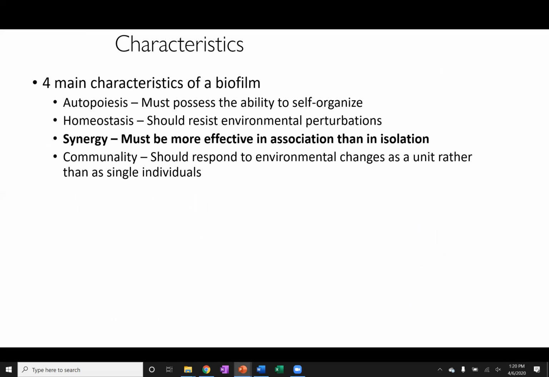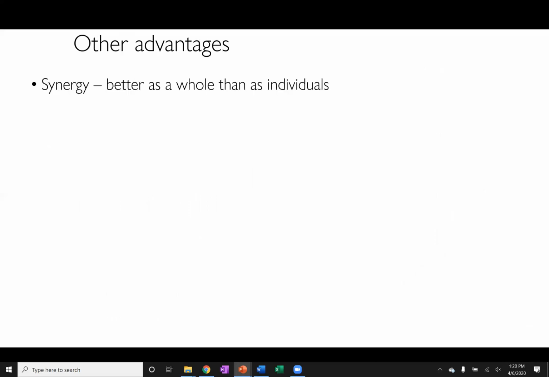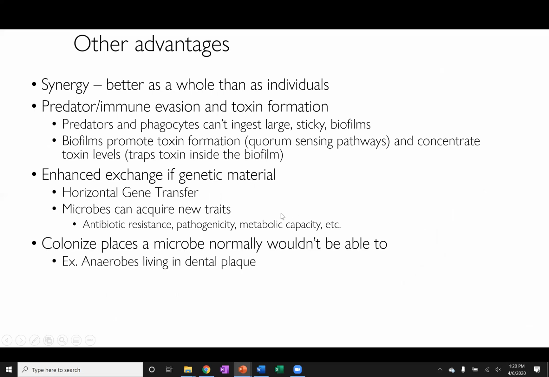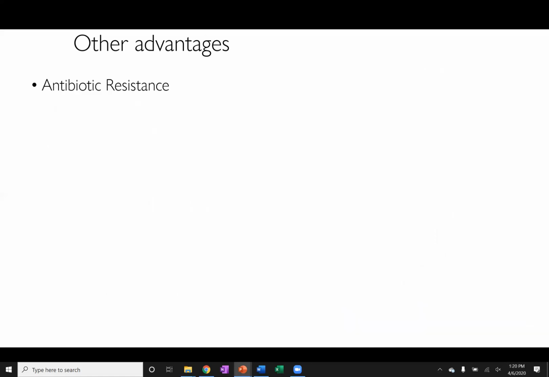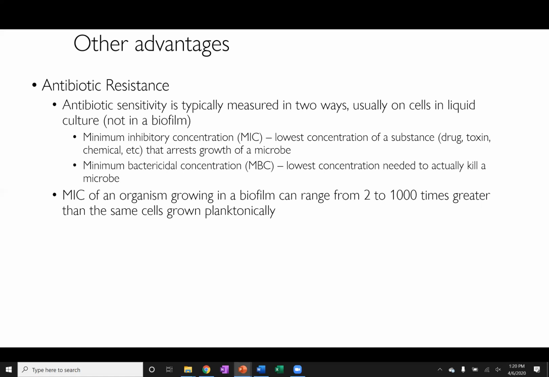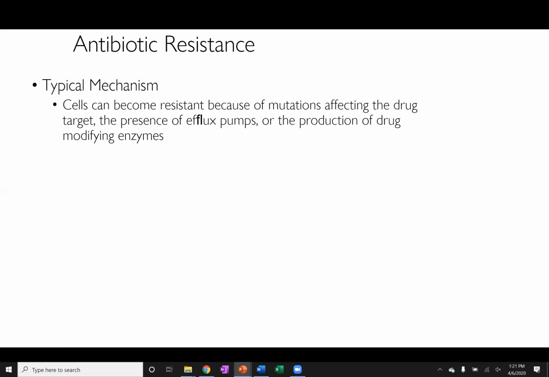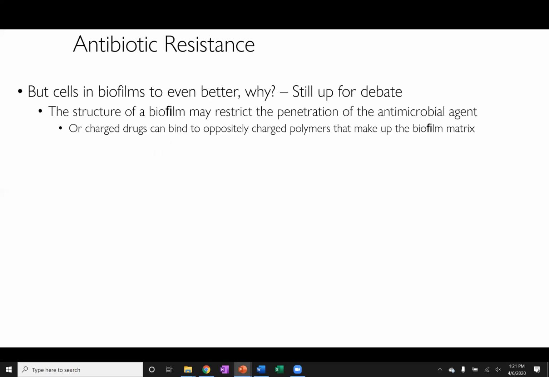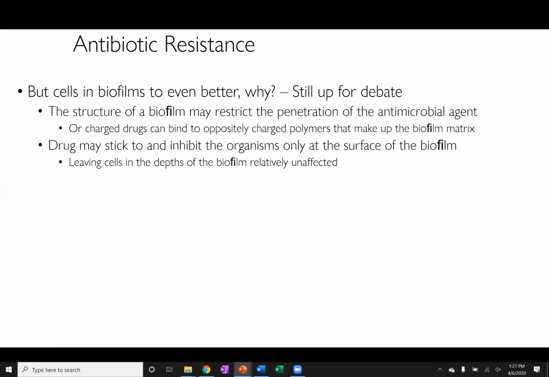And so let's talk a little bit more about this concept of synergy. This is the capacity to be more effective in association than in isolation. As we've talked about, there are a number of different properties here, including predator and immune evasion, toxin enhancement, exchange of genetic material, as well as the capacity to colonize areas that you wouldn't be able to otherwise. In addition, it provides numerous benefits of antibiotic resistance, increasing the capacity of bacteria to withstand things. It also modifies the general capacity of a bacteria to be resistant to antibiotics. And again, as we've mentioned, the antibiotic resistance question is still up for debate.